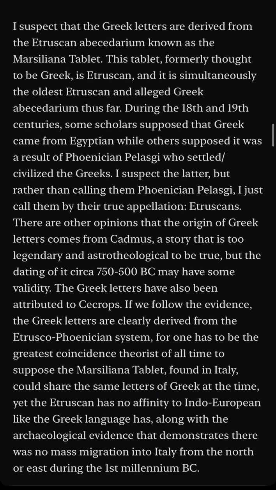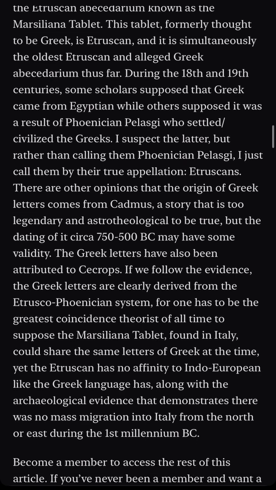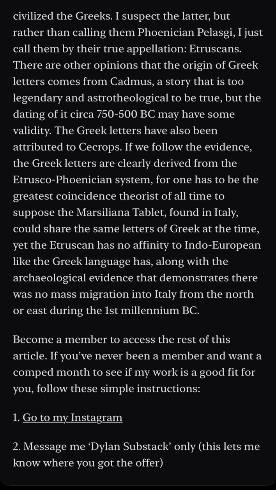I suspect that the Greek letters are derived from the Etruscan abecedarium known as the Marsiliana tablet. This tablet, formerly thought to be Greek, is Etruscan, and it is simultaneously the oldest Etruscan and alleged Greek abecedarium thus far. During the 18th and 19th centuries, some scholars supposed that Greek came from Egyptian, while others supposed it was a result of Phoenician Pelasgi who settled/civilized the Greeks. I suspect the latter, but rather than calling them Phoenician Pelasgi, I just call them by their true appellation, Etruscans.